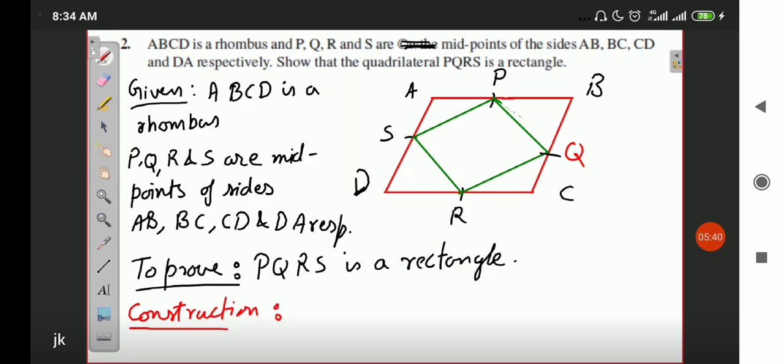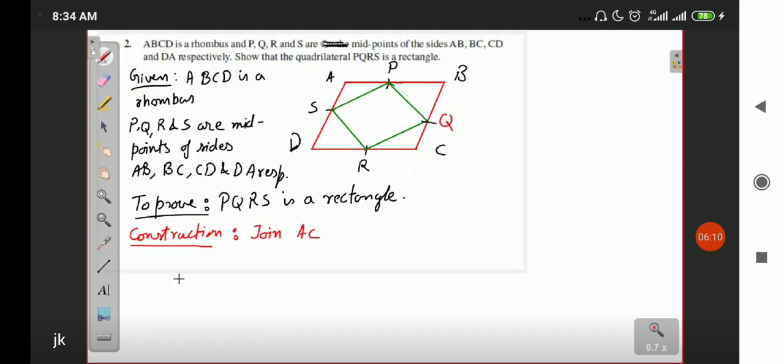Construction will be: join AC. After writing the construction, you will leave 3 lines in your copy, because I will tell you in detail later on. Just leave 3 lines after construction. I will leave as well. Next is proof.